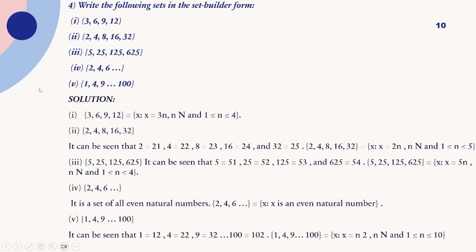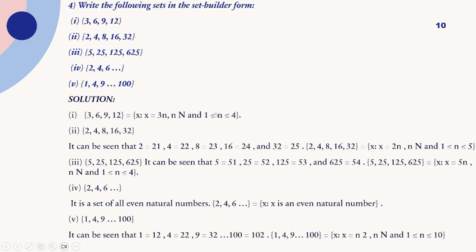Let's discuss the first question, that is 3, 6, 9 and 12. These are the sets given in the first question. As we can see, the difference between them is 3, so we write 3n. 3 into 1 is 3, 3 into 2 is 6, 3 into 3 is 9, 3 into 4 is 12. So if we replace n with 1, 2, 3, 4, we will get the x values.